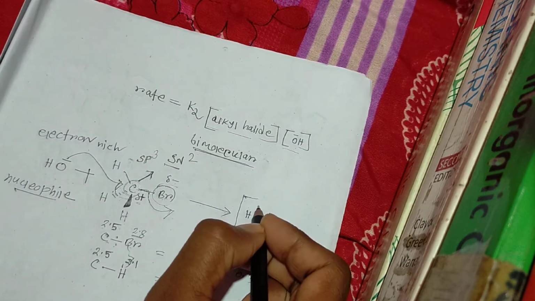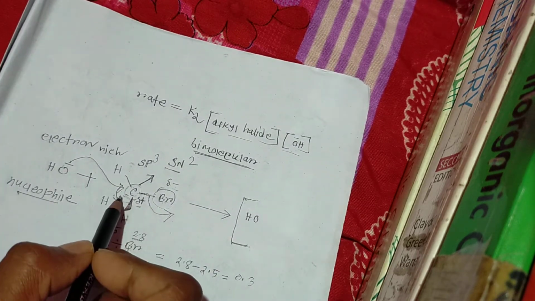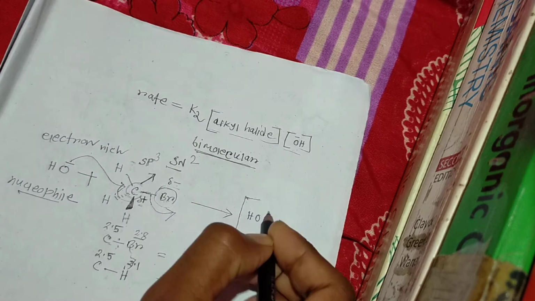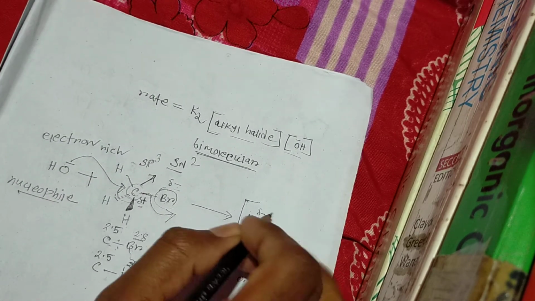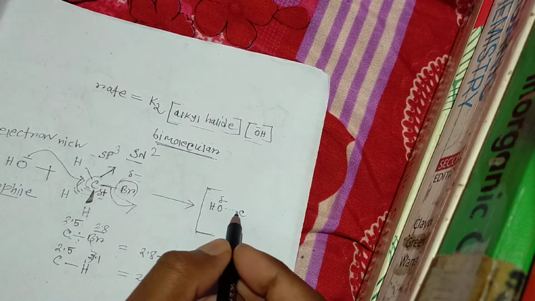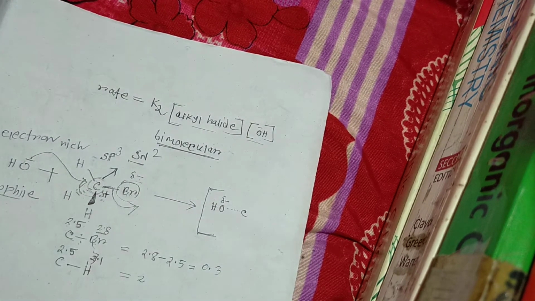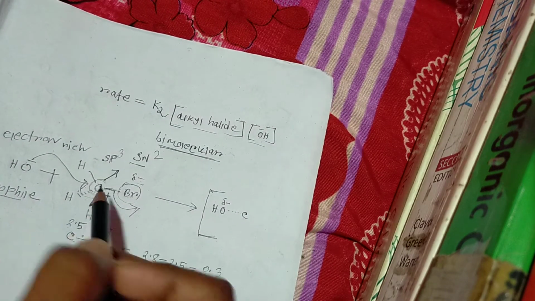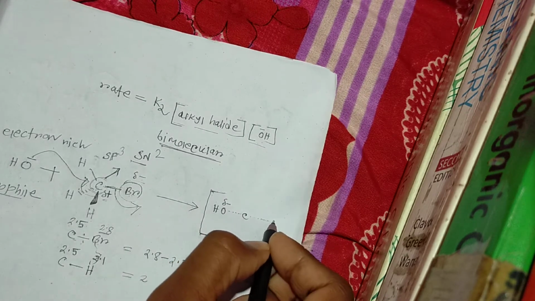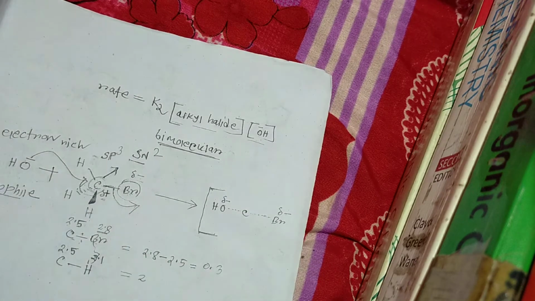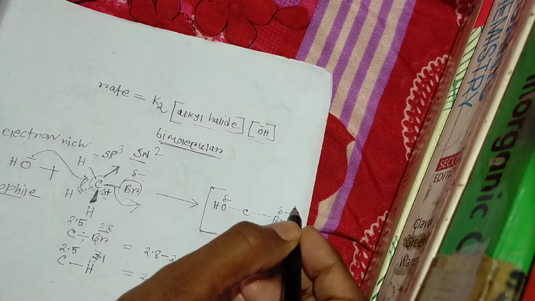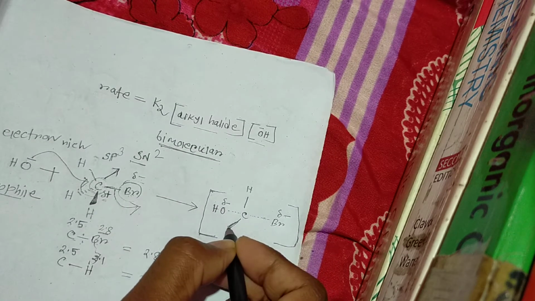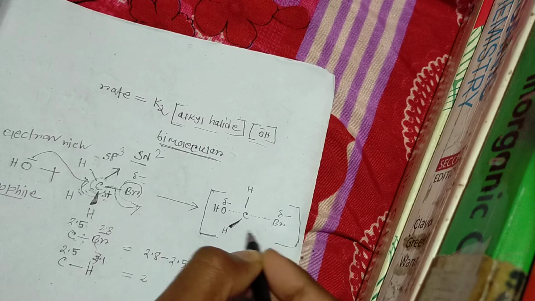Obviously OH has a negative charge. When it gives electrons to the electron deficient carbon center, this negative charge converts to delta minus. When OH minus attacks the carbon, then Br minus is removed.